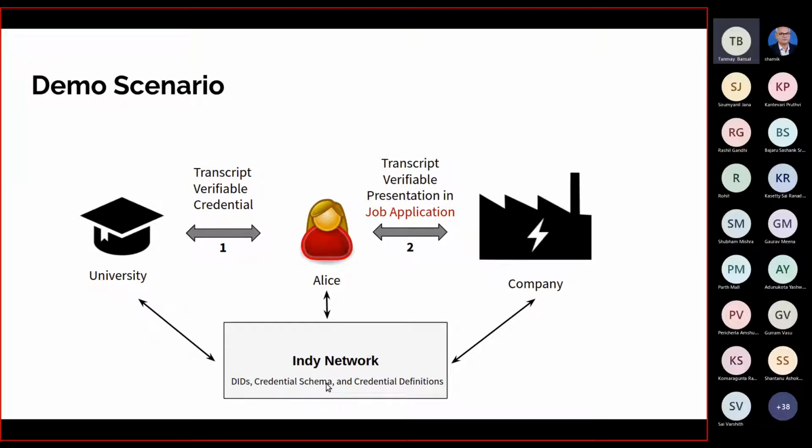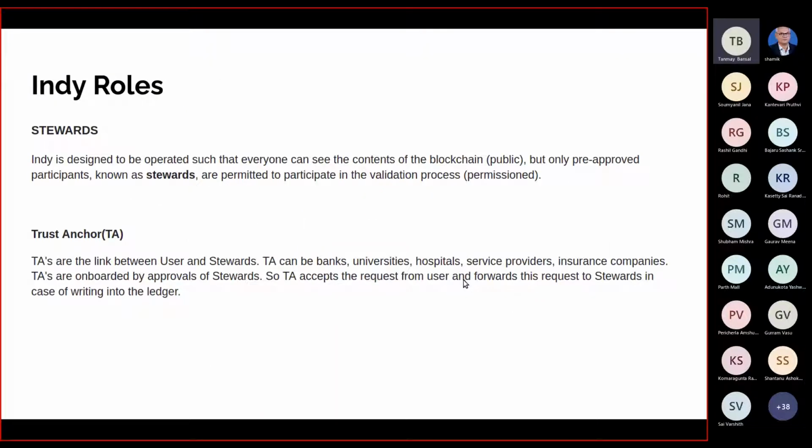Another thing that is not written here is a revocation list. In this tutorial I am not covering that today, but in Indy there is also provision to store the revocation list. If at some point the university decides that it wants to revoke the credentials of Alice for some reason, it can do so by updating a revocation list in the Indy network. That can be consulted by the company later, and the company can find out that the credential has been revoked, so it is unusable.